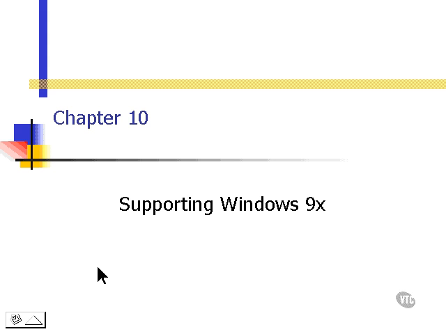Next, we're going to learn a little bit about supporting the most common operating systems. So let's start off with Windows 9X. The Windows 9X family includes Windows 95, Windows 98, and the new Windows Millennium Edition. Let's look at an overview of what we're going to cover.